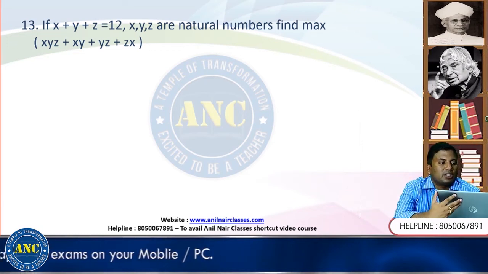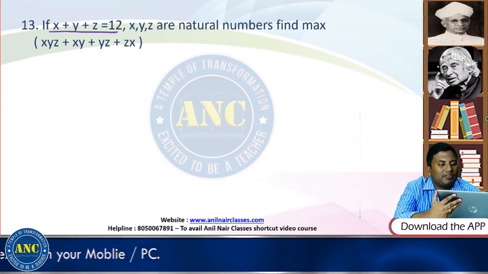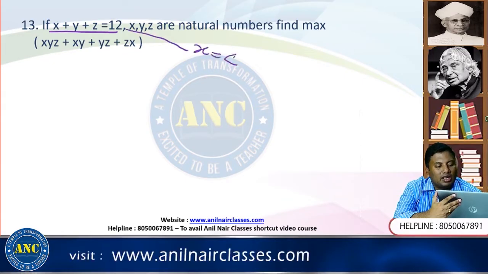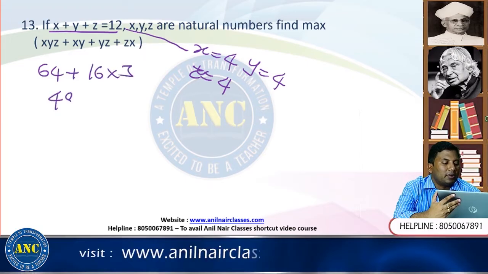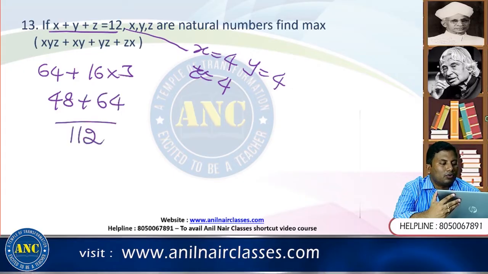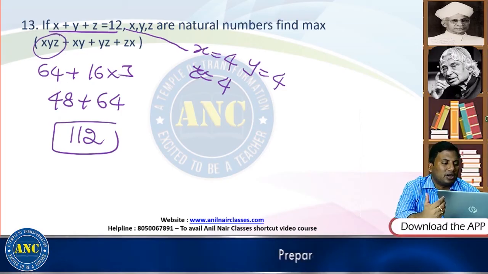Now x plus y plus z is 12. Find the maximum value. The maximum will happen when the variables are equal. x is 4, y is 4 and z is 4. So the answer is 64 plus 16 into 3, which is 48 plus 64. The answer is nothing but 112. Simple. The product will be maximum when the variables are equal.